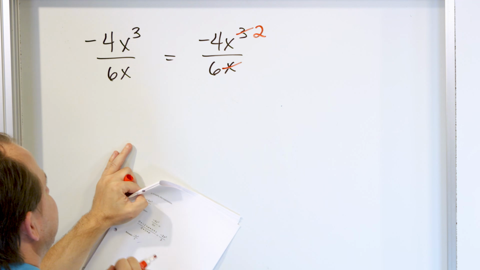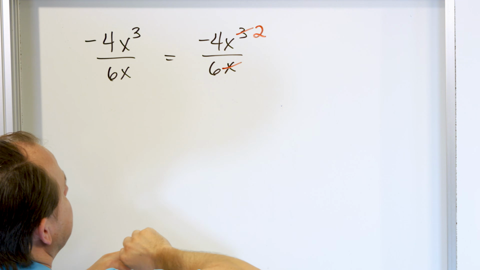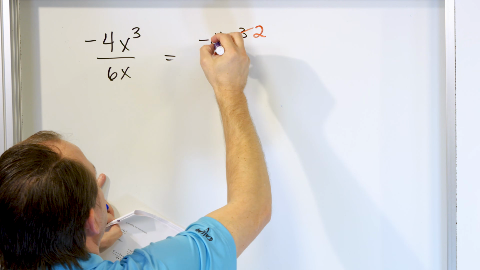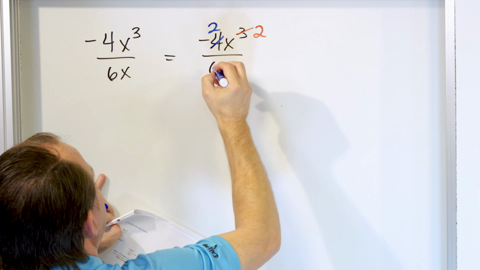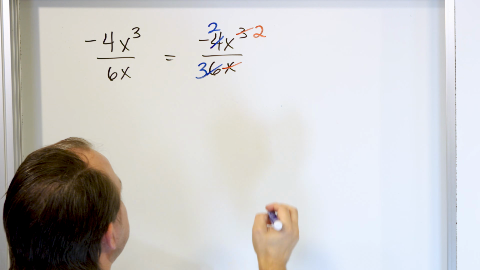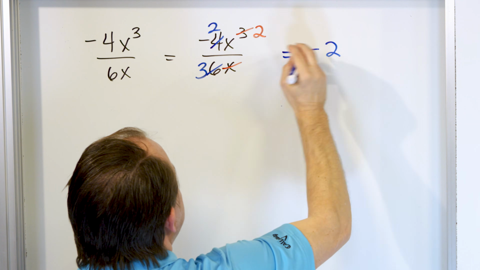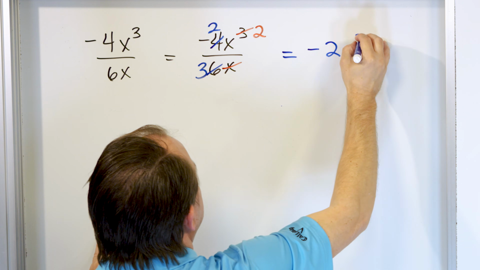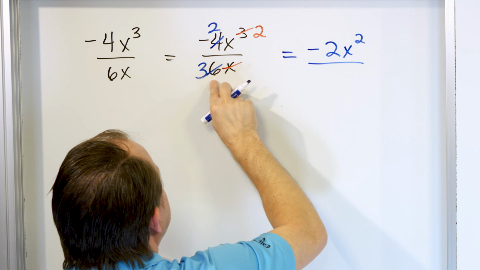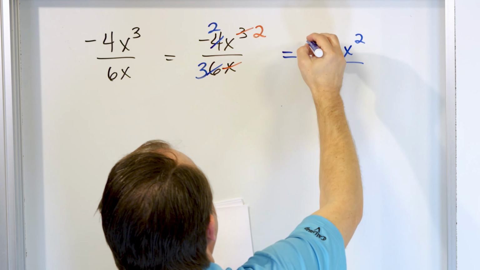And then I have this fraction here, which is a 4 on the top and a 6 on the bottom. Forget about that negative sign. I can divide by 2. 4 divided by 2 is 2, and 6 divided by 2 is 3. I'm just dividing top and bottom by the same thing. And then when I write my final answer, I have a negative 2, and I have an x squared. And on the bottom, I have a 3, and that's all that's left. So the answer is negative 2 on the top, x squared on the top, 3 on the bottom.